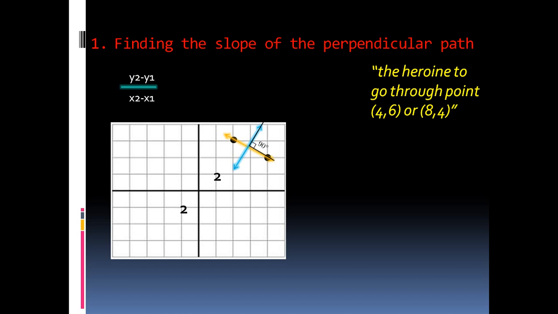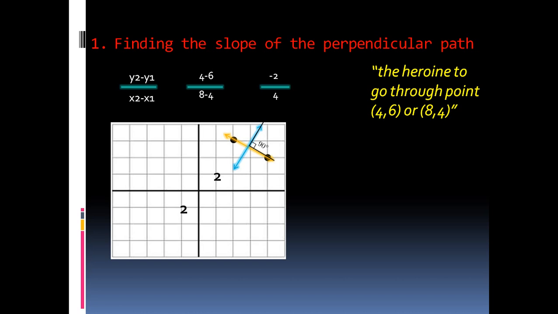So I will label this as y2 and this as y1, as they are both y-axis, and you could do any order if you want. And this is x-axis, so I label this as x2 and x1, and this is what we get. Ta-da! So now we just need to simplify it. So it's -2 over 4.